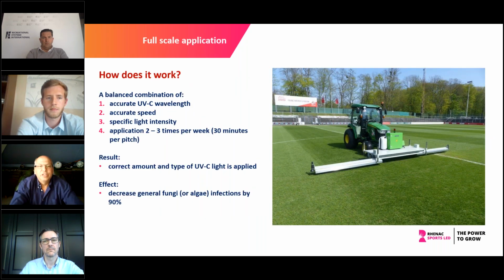So as Andreas said, the trick is really a balanced combination. It's all about balancing. It's not a curative measure where you can kill a disease, forget about it, and don't apply it until the next disease appears. It's something you have to take into account as a maintenance tool on a preventative scale. So you need to apply a balanced combination of the accurate UVC wavelength, typically around 254, 255 nanometers, accurate speed of application, which basically tells you how long the grass is treated for, and a specific light intensity.